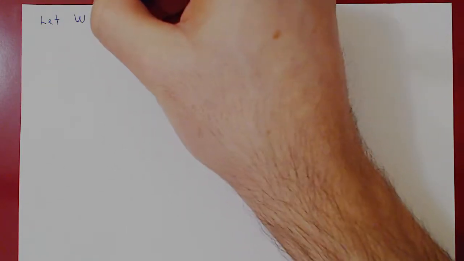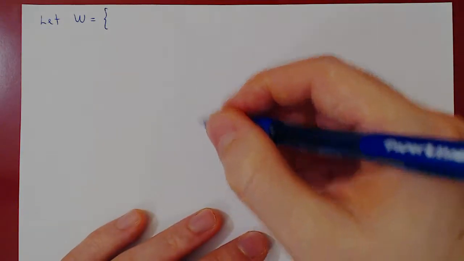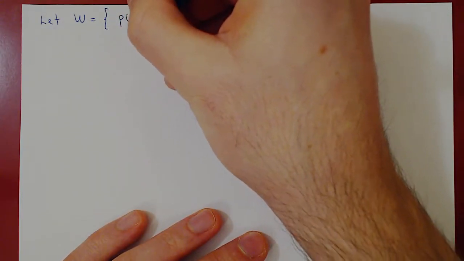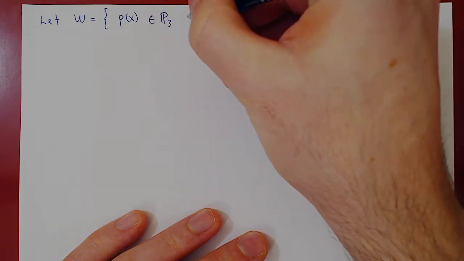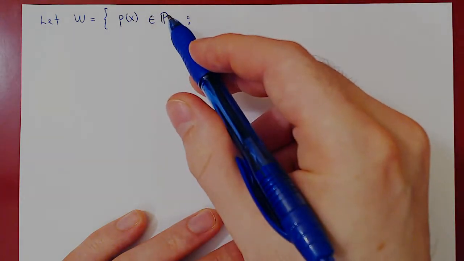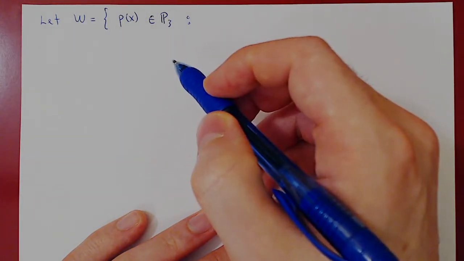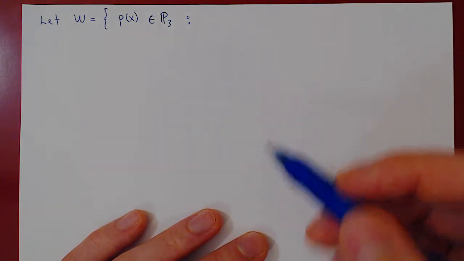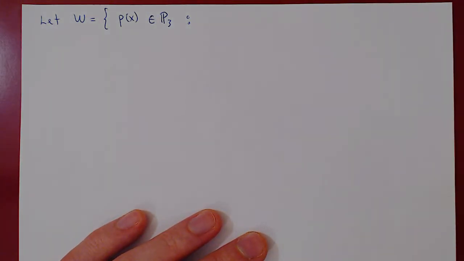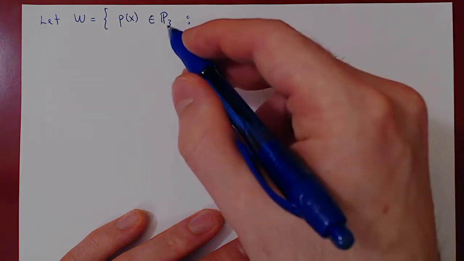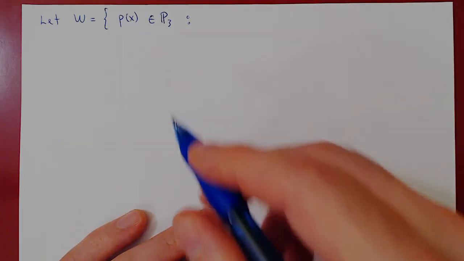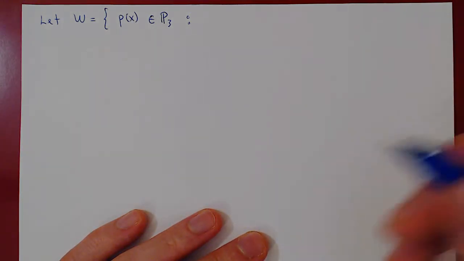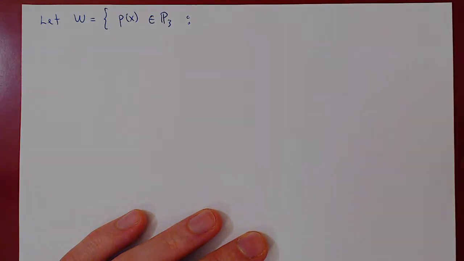So we will let W be the space of polynomials in P3. So p of x is a polynomial. It belongs to P3. If you remember, P3 is the space of polynomials of degree at most 3. So constant polynomials, linear polynomials, quadratic and cubic, but nothing of higher degree than 3. And we will take the polynomials of degree at most 3 that have as a critical point x equals 1 and say x equals negative 3.